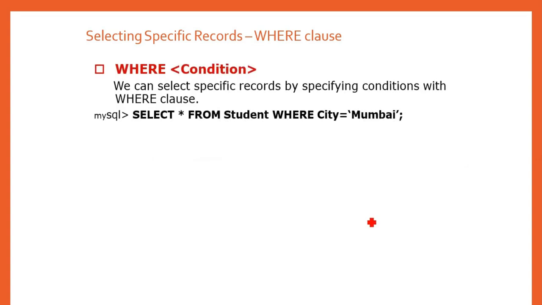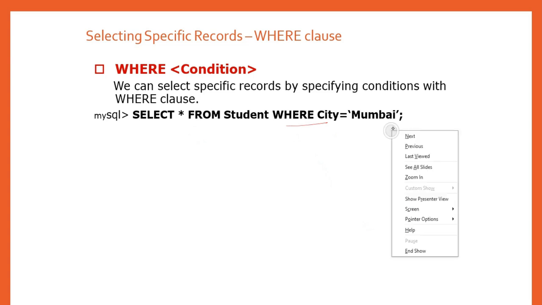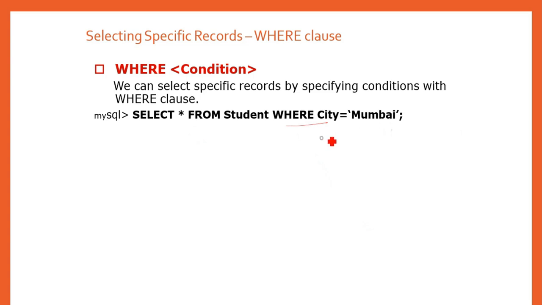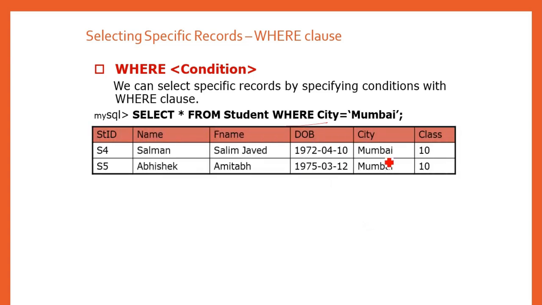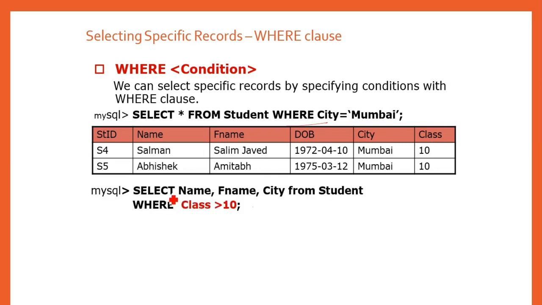Now let's see the where clause, which is used to give a condition. According to the given situation, if a condition is there in the query, we can apply the where clause. So select asterisk from student where city is equal to Mumbai. I will get only those students who are coming from Mumbai. The rest will be eliminated.